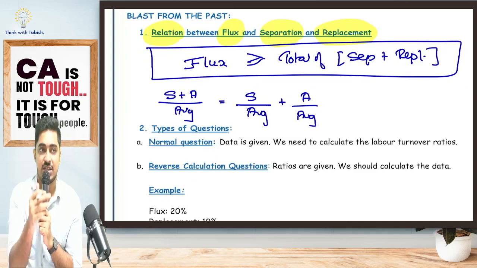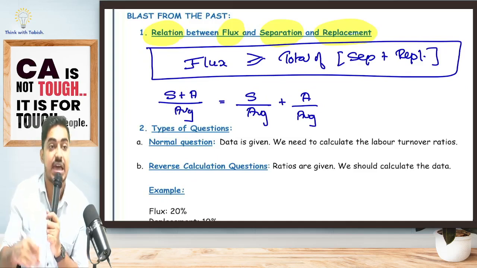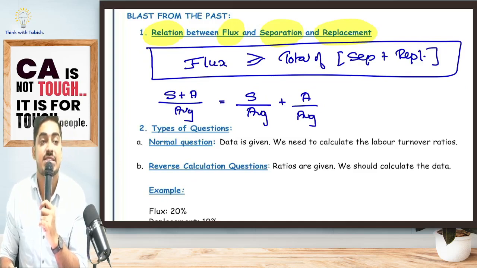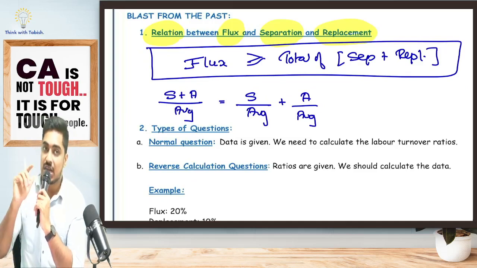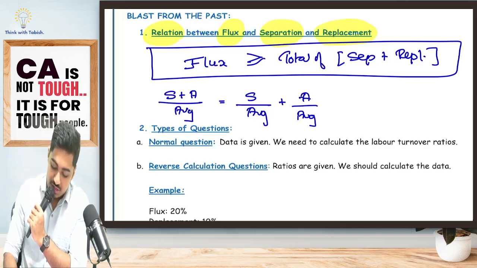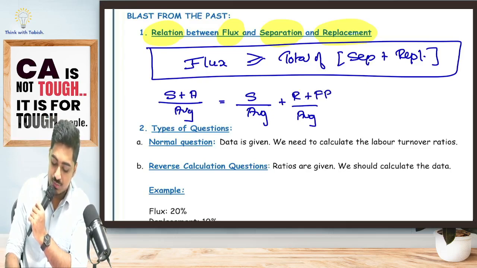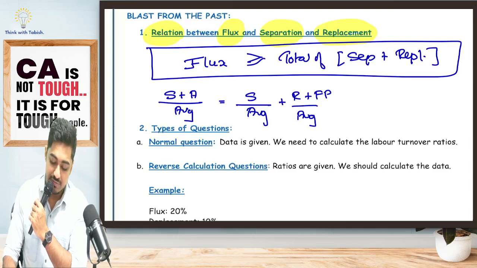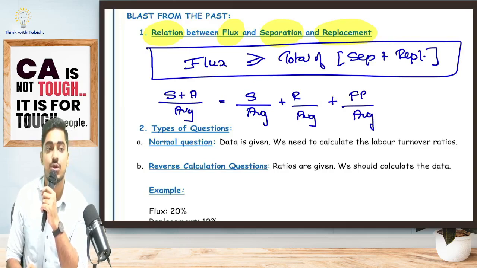Now separation divided by average number of employees plus accession divided by average number of employees. What is there in accession? Sir, replacement is also there. Fresh post is also there. So in accession, replacement is there and fresh post is there. If I simplify it further, it becomes replacement divided by average number of employees plus fresh post divided by average number of employees. Yes or no, everyone?